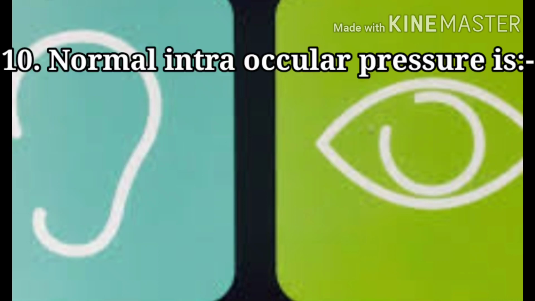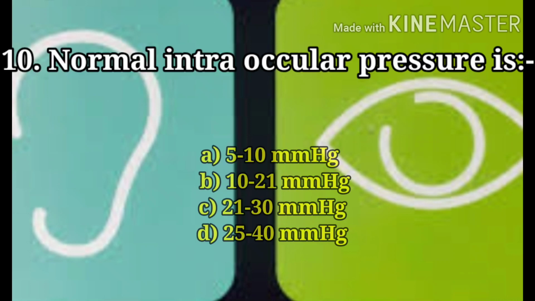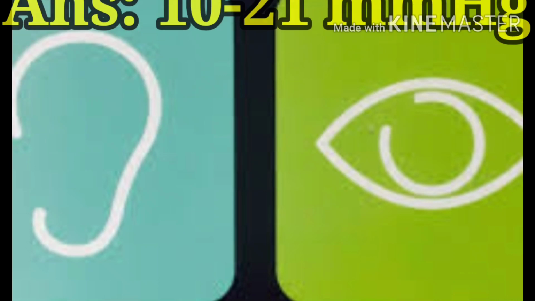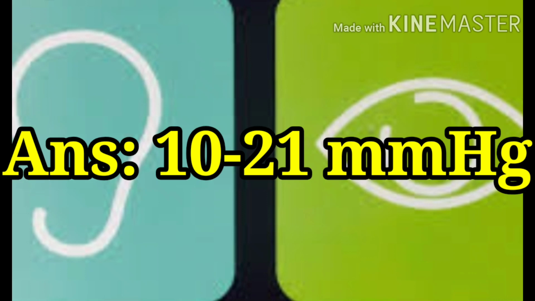The next question: normal intraocular pressure is? The options are 5 to 10 mm of Hg, 10 to 21 mm of Hg, 21 to 30 mm of Hg and 25 to 40 mm of Hg. And the answer is 10 to 21 mm of Hg.